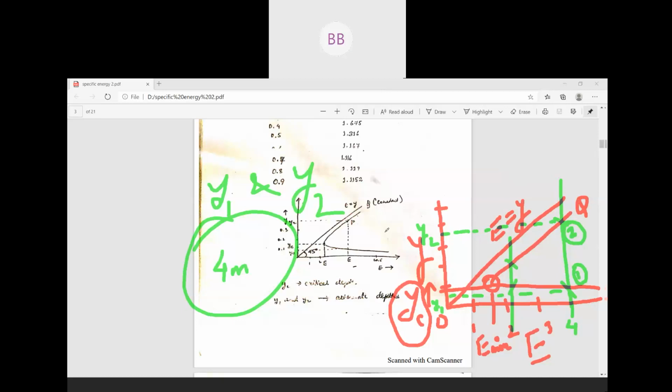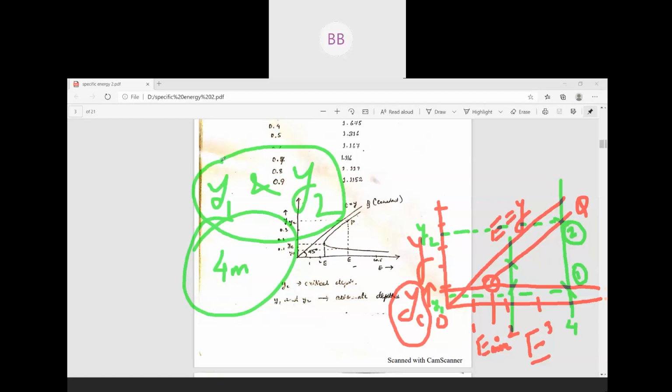Then it's fine. So these two depths are called alternate depths. If anyone asks you what alternate depths are: they are the depths which have the same specific energy. Always remember, critical depth is the depth at which we have the minimum specific energy for a given discharge. What is critical flow? The flow that occurs at critical depth is called critical flow.